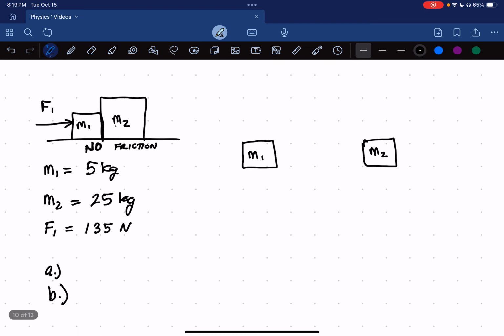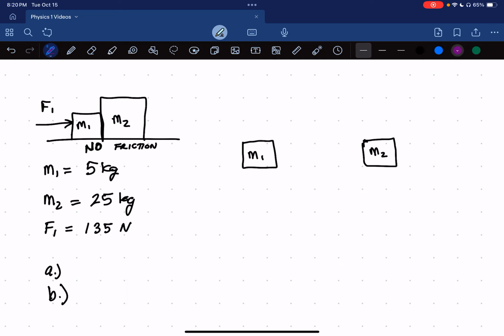So I'm going to jump right into a problem here. Imagine we have two objects, mass 1 and mass 2. They're touching, they're next to each other, they're on a frictionless surface, and we start pushing against them to the right with a force F1, with your finger, just imagine pushing them. And before we start solving any questions, we want to draw free body diagrams, and that's what I've started writing over here.